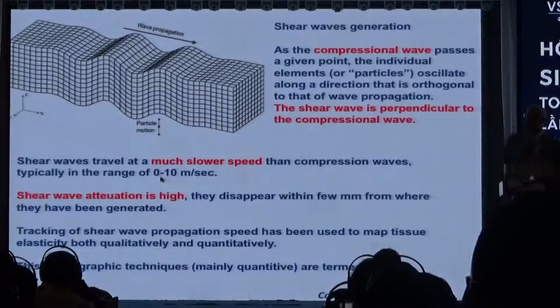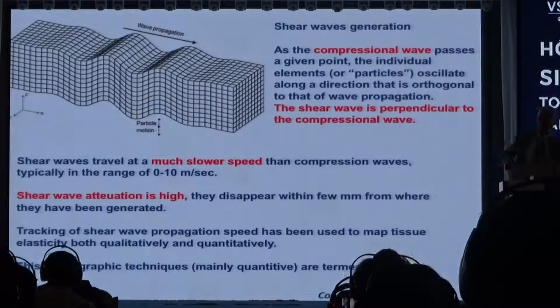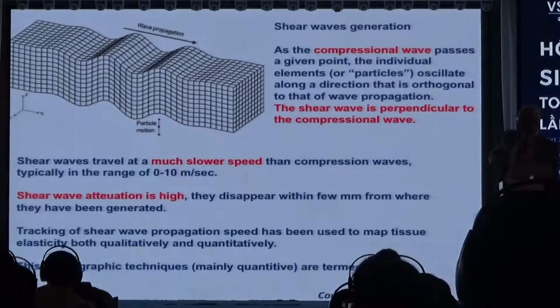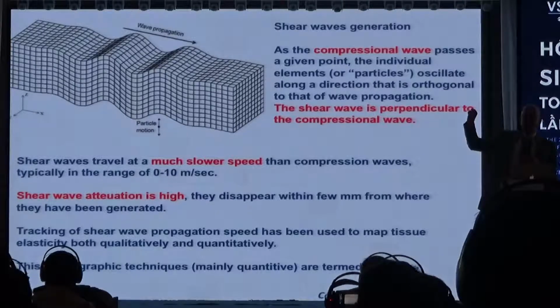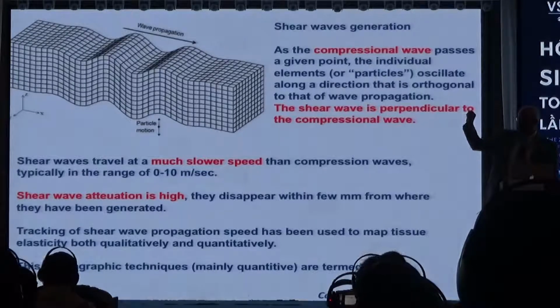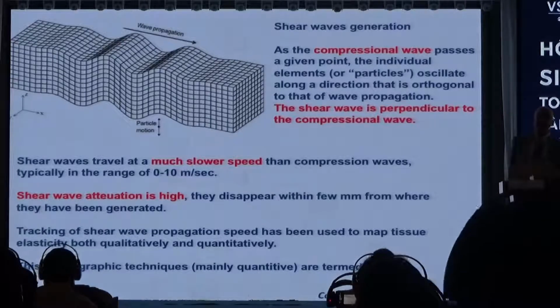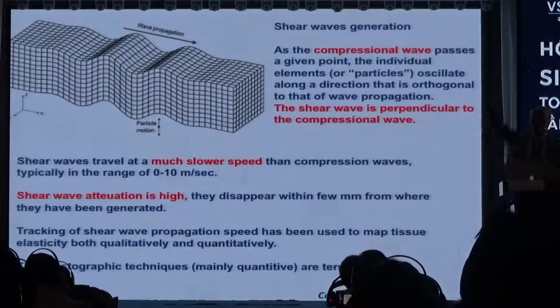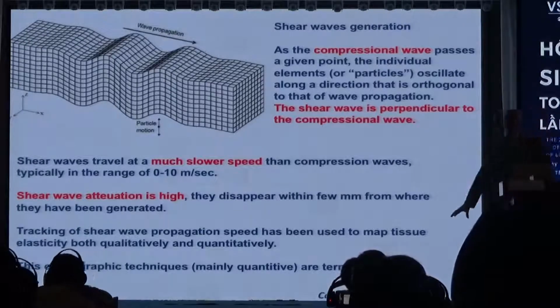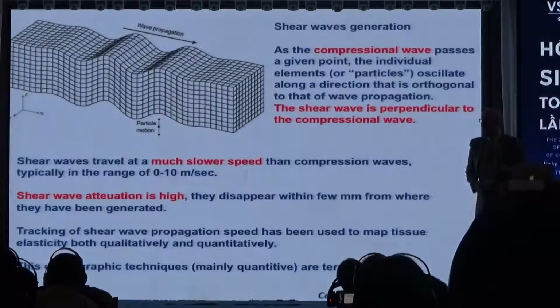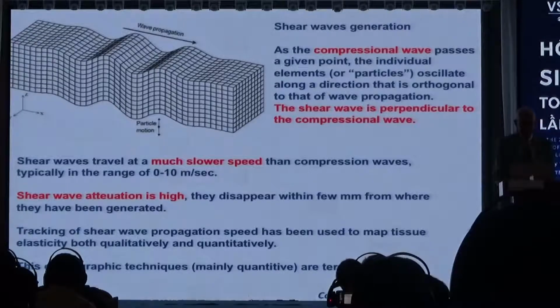It is much slower. Normal ultrasound is 1560 meters per second in the liver, somewhat. Shear wave in the liver is much slower, 1 meter per second. Much slower, much lower signals. And the shear wave attenuation is high. So we cannot measure deep inside of a big body.